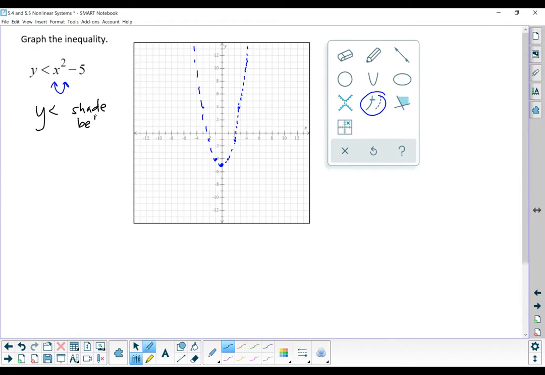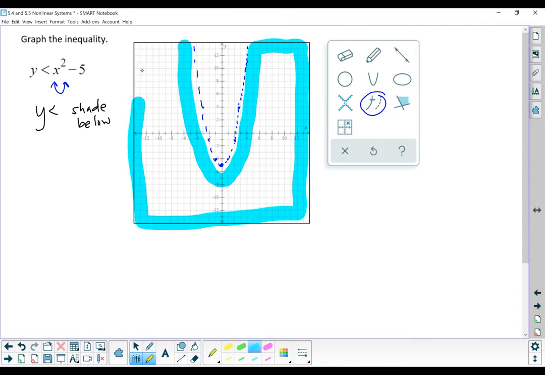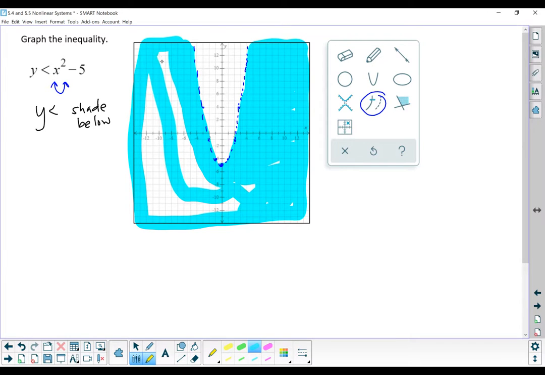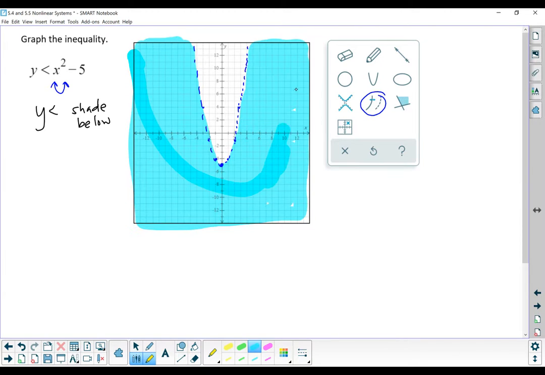Or if you prefer to use a test point, you can. So shading below the parabola means that our region includes all of these points. Oh, not very good. Love it when you're shading basically the whole coordinate plane, huh? Okay, so that's our solution space.